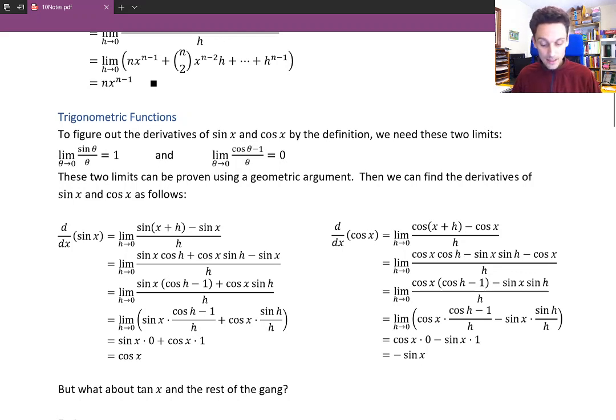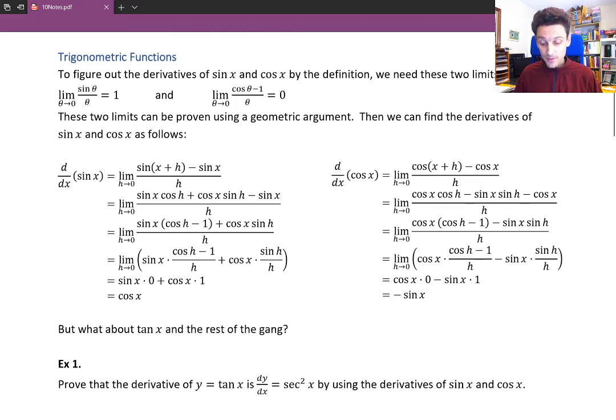There's another limit that we're going to need, which is the limit as theta approaches 0 of cosine of theta minus 1 all over theta, and it turns out that that's equal to 0. Again, a geometric argument can be used to prove that. Now, once we have these limits proved using those geometric arguments, then we can find the derivatives of sine x and cosine x, using these steps.